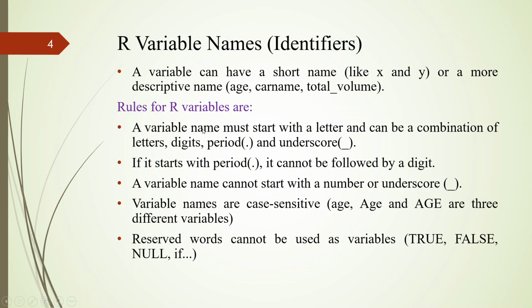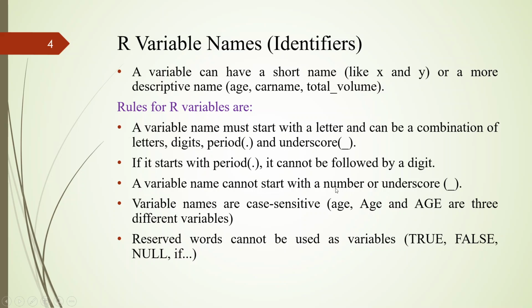For example, a variable name must start with a letter. After that it can be a combination of letters, digits, and you can even use the dot in between the variable name. It is a special character that is allowed. Additionally, unlike in other programming languages, this period operator is allowed, and the underscore is also allowed. If the variable name starts with a dot, it cannot be followed by a digit. Immediately after the dot there should be alphabetical letters, and there should be no digit. And a variable name cannot start with a number or underscore.